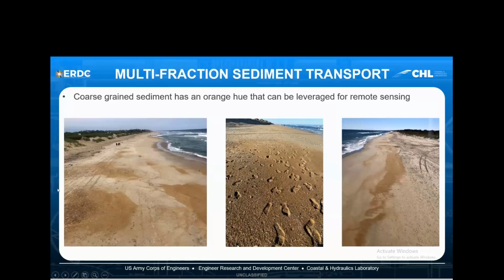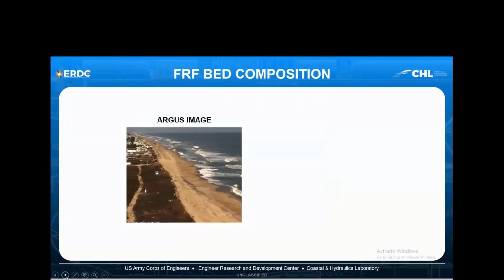So these coarse grain sediments that we were seeing in that P color plot before are showing up as this orange hue. These are coarse lag, some shell, some gravelly material. The fact that it's showing up as an orange color can be leveraged for different remote sensing capabilities, particularly because we do have these orange hues showing up in our Argus images as well. They're a little bit more challenging to see in the Argus images, but if you can see my cursor here, we have a few up in here.